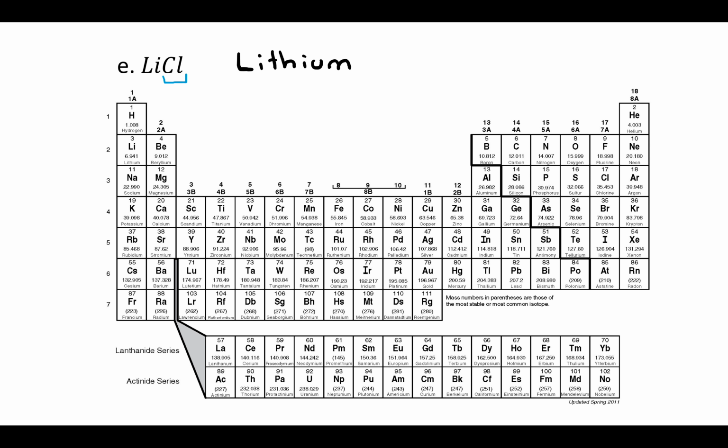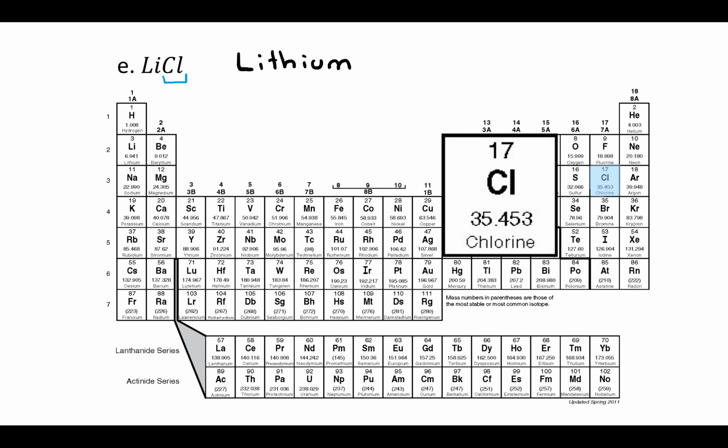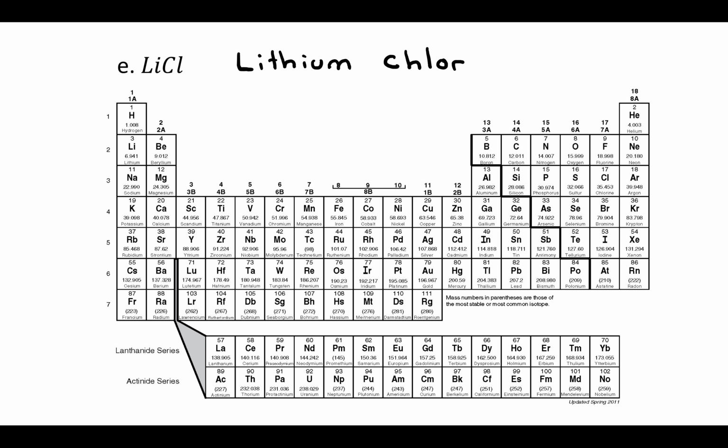Then for the second element, take just the first syllable. So Cl is chlorine, the first syllable of that is just chlor, and then add the ending ide, IDE, to show that it's in a compound. The chlorine is sticking to the lithium. So LiCl is actually called lithium chloride.